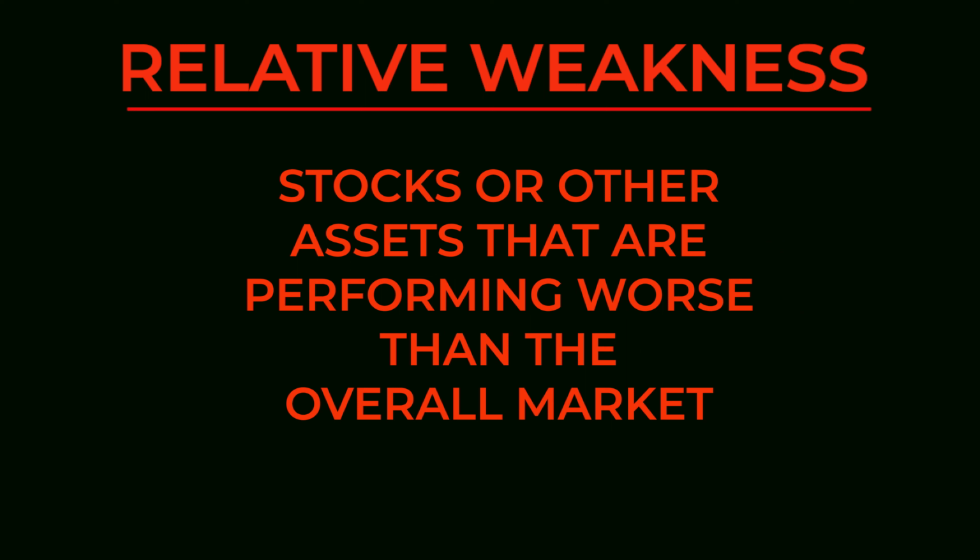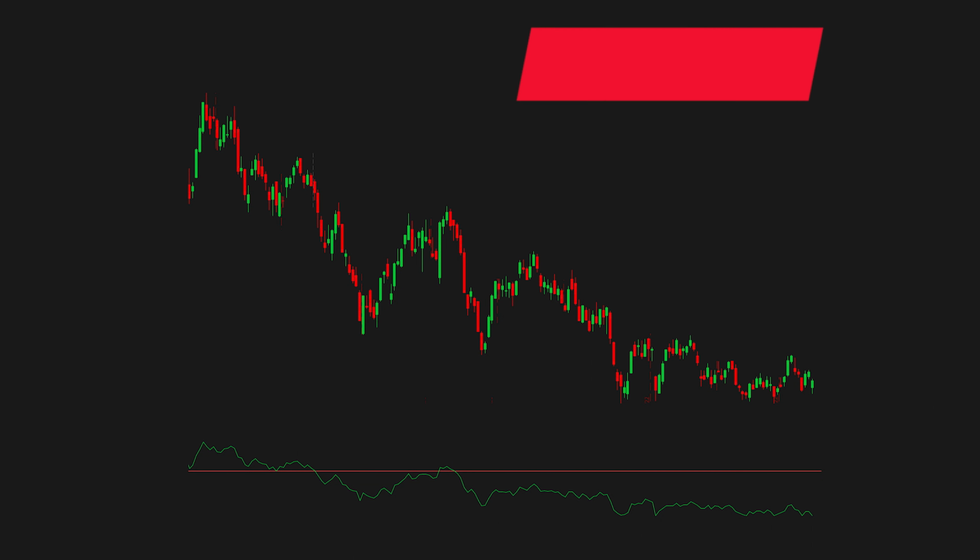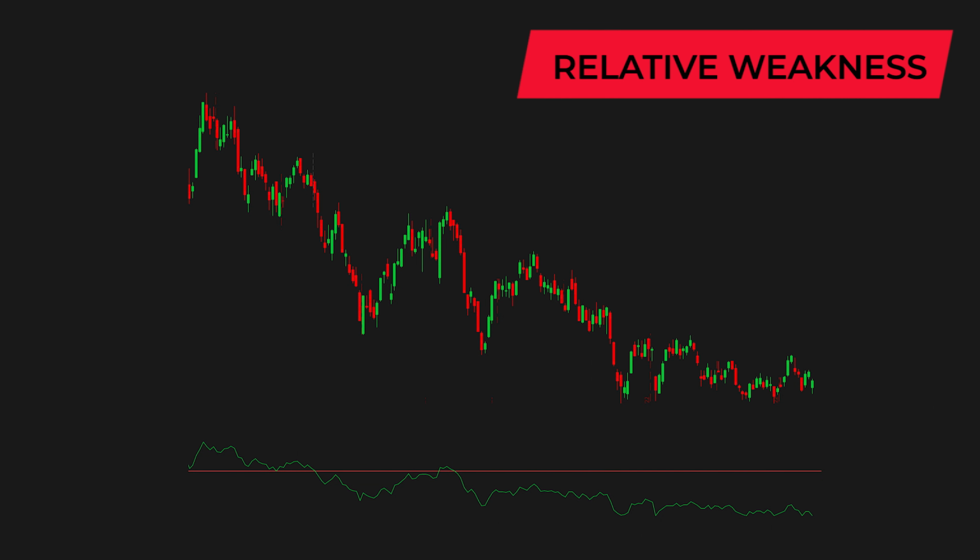Relative weakness is when stocks or other assets are performing worse than the overall market. Here's the daily chart for a stock in an obvious downtrend. Let's check and see how this stock is performing in relation to the overall market. Looking at the relative strength indicator, the green line is below the red line. This means this stock is performing worse than the overall market. This stock has relative weakness.